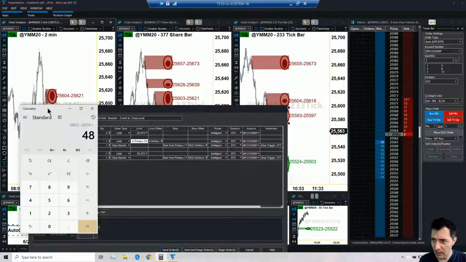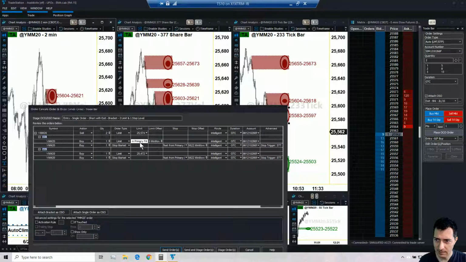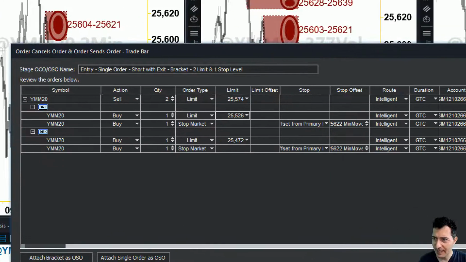So if I project this below the entry, which is 25,574, that brings it down to 25,526. So 25,526. Let me zoom in so you get the parameters properly. You can even take a screenshot if you wish.